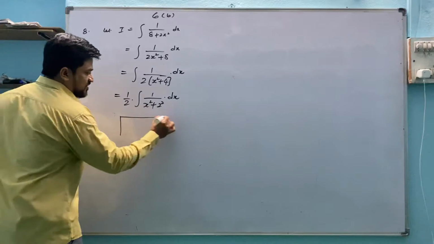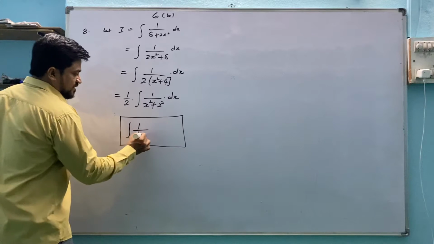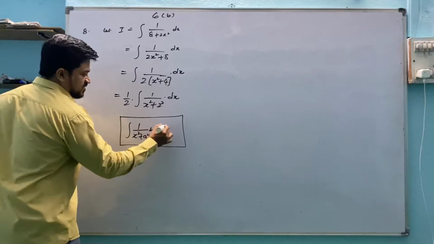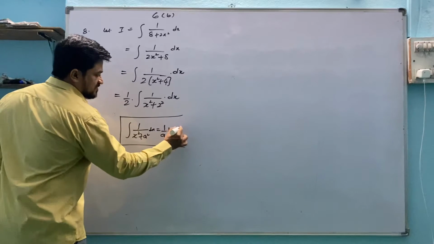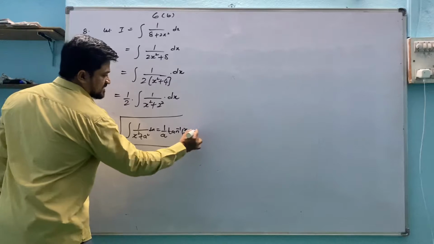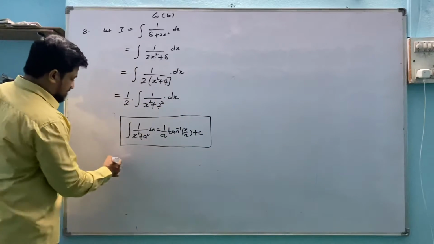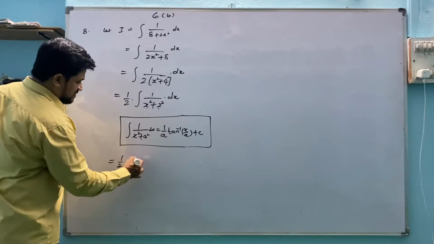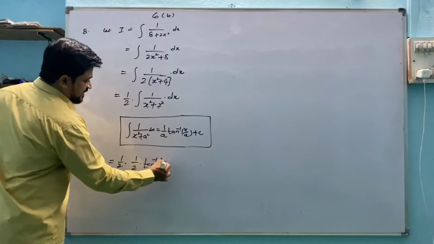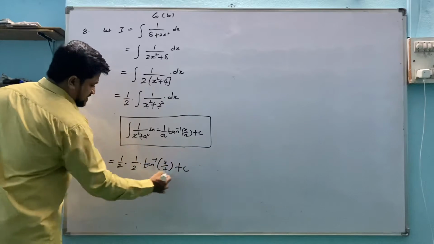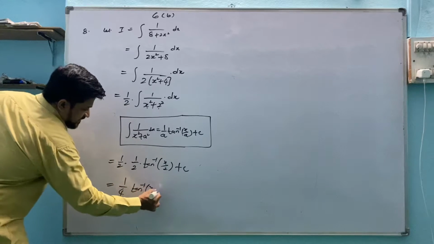In the last class I have given you a few formulas. You have to get perfect in that one. Integral of 1 by x square plus a square dx equals 1 by a tan inverse x by a plus c. Now this is x square and the number is a square. So 1 by 2 into 1 by a tan inverse x by a, where the value is 2, plus c. So after multiplication this will be 1 by 4 tan inverse x by 2 plus c.